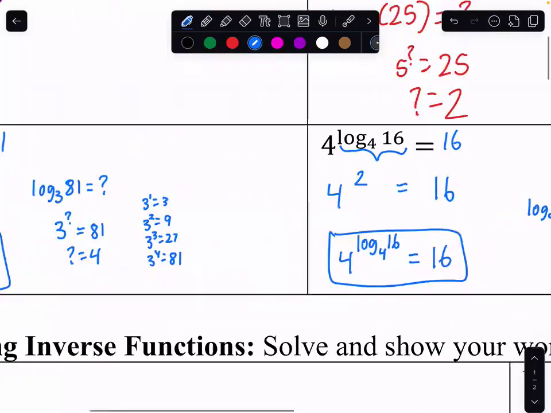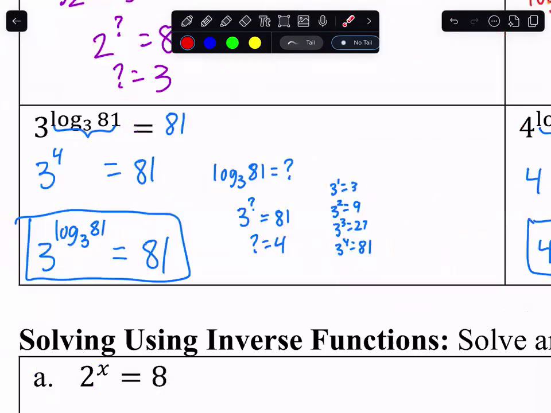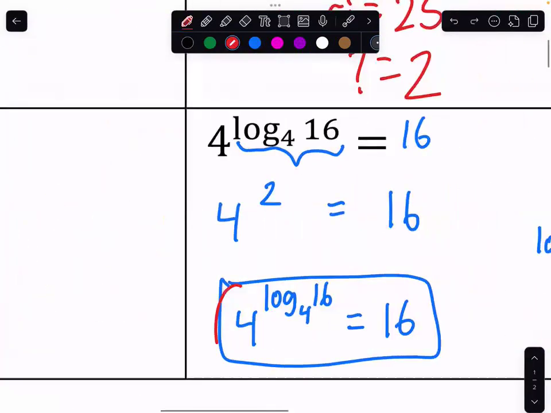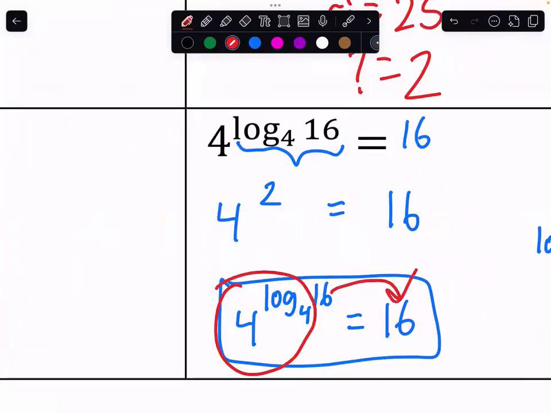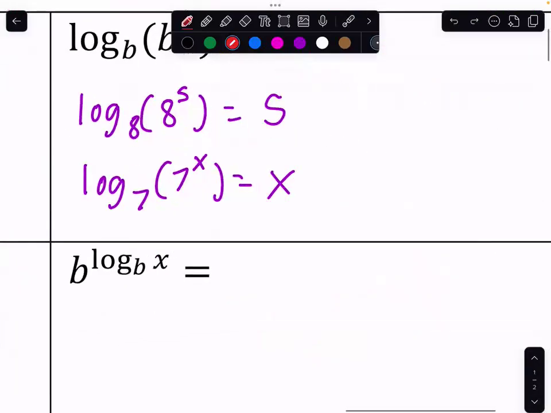So again, let's see the pattern in these first two. 3 to the power of log base 3 of 81 equals 81. 4 to the power of log base 4 of 16 equals 16. You can sort of see that this part cancels out, leaving just this as the answer. Same thing over here, right? This part cancels out, leaving just that as the answer. So in general terms, any base b to the power of log base b of x simplifies to just x.